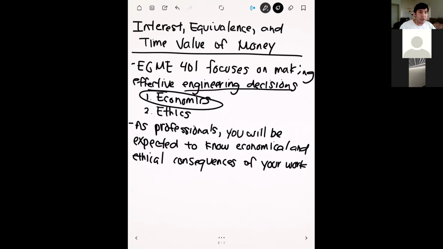So that's kind of the motivation behind this class, and why it's part of the required curriculum for engineering students. Okay. So let's start with economics.